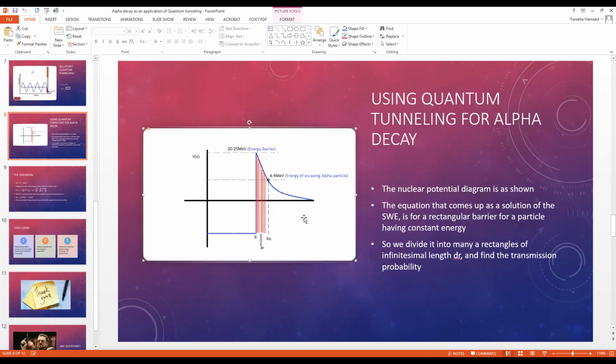Try to adjust the text in such a way that you can increase the size of your figure, especially the labeling of the figures, because if I see here I understand R and R naught, but if I see there I don't understand R and R naught. It's too small. Another rule of thumb in making a presentation is that your font should not be less than 20. 20 is the minimum. Always try to go for more than that.